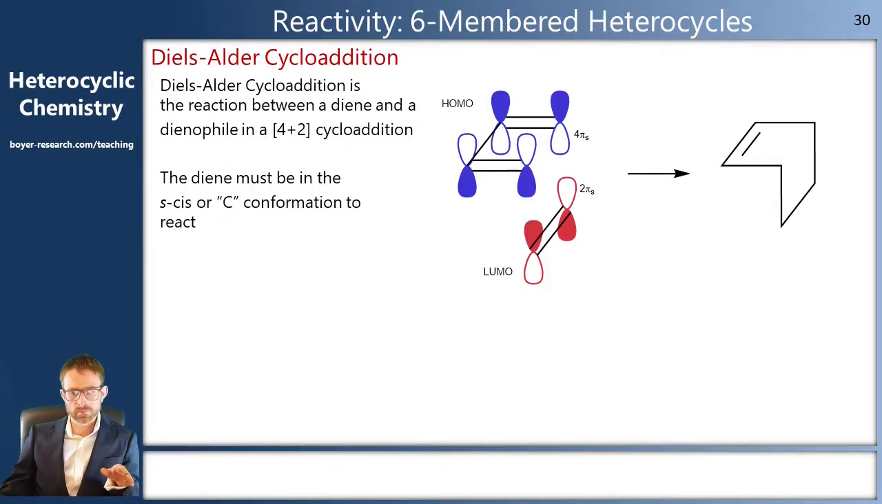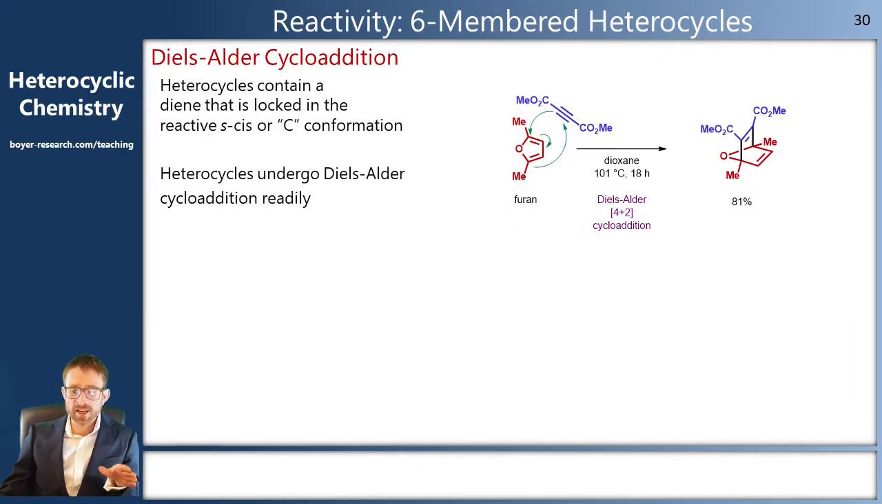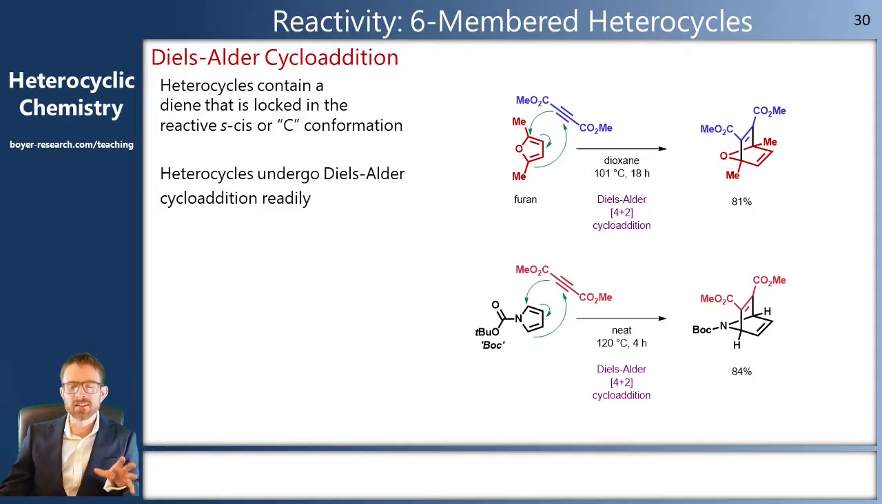But if we look at our heterocycles, what we can see is they do contain a diene locked in this reactive s-cis or C conformation. And so heterocycles often undergo cycloaddition reactions very effectively. Here we can see furan undergoing a cycloaddition with this alkyne. We also get the same reaction if we use pyrrole.